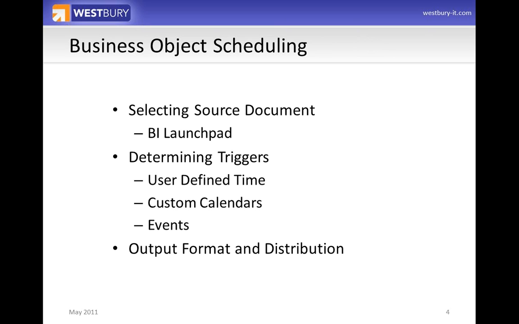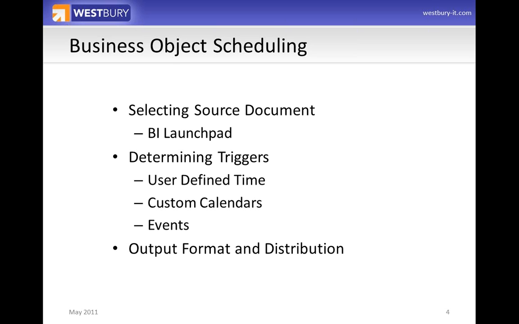Basically, for many of you who have already scheduled some reports, there's 3 steps in scheduling a report in Business Objects. First of all, you need to select the source documents, and that's with Business Objects 4. That's done through the BI Launchpad. I'll go over how you can find the documents and what controls you need to be able to set that schedule up for that particular document.